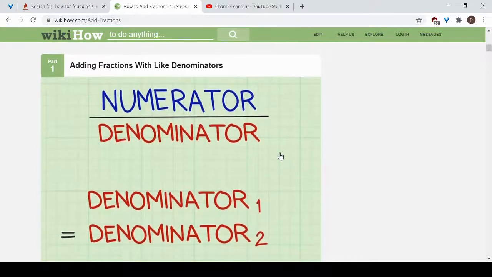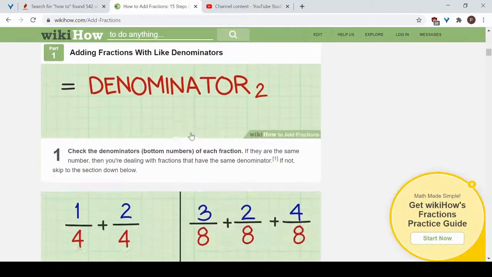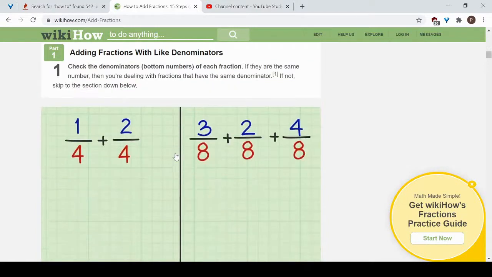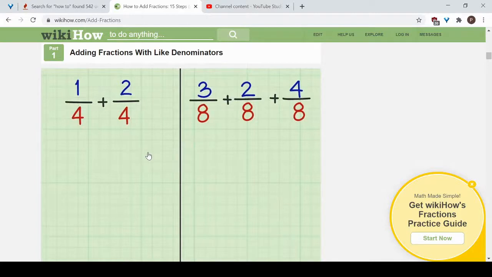Okay, so the first part we're going to talk about is how to add fractions with like denominators. That means the bottom number is the same in the fractions that you're trying to add. So you want to check the denominators of each fraction, the bottom numbers, and if they're the same, then you're dealing with fractions with the same denominator. Those are the easiest by far to add.